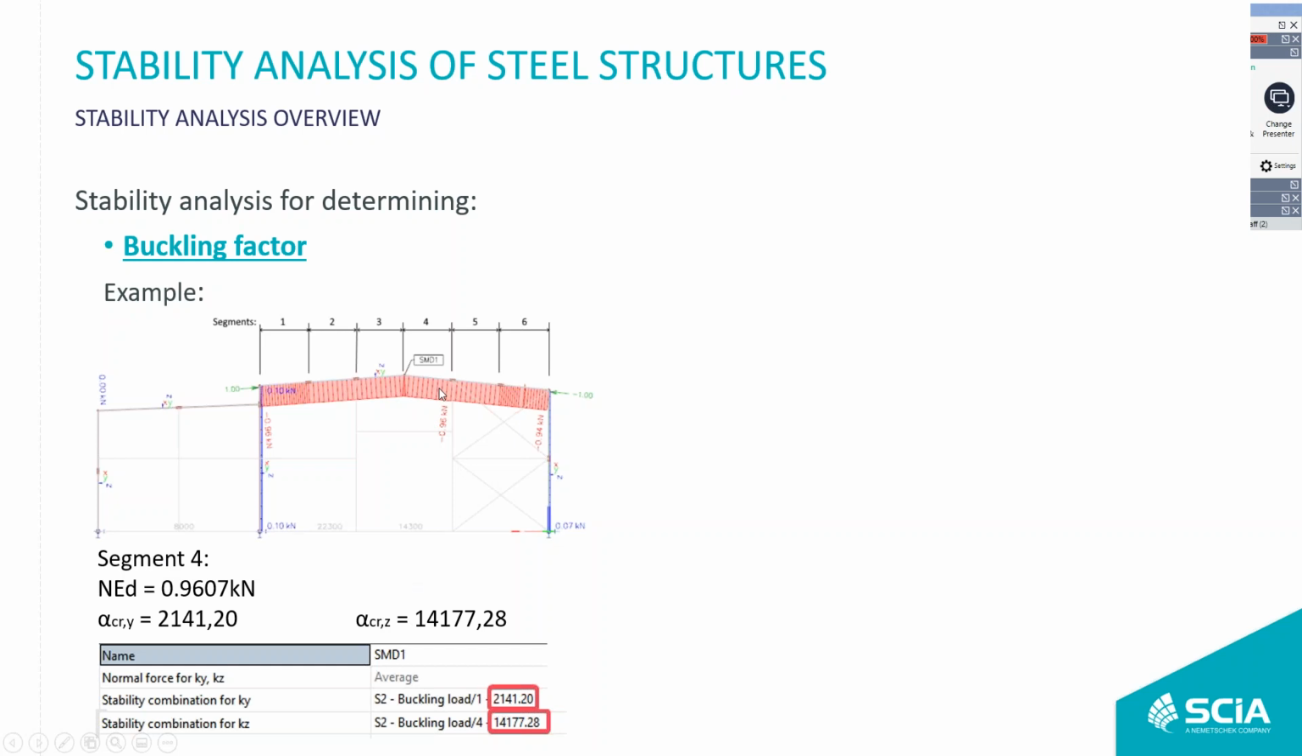The alpha critical that leads to flexural buckling around the weak axis, so in the depth direction, is 14,177. So you basically have to select them manually in the stability member data, and that's all you need to do in order to obtain the buckling factors precisely.